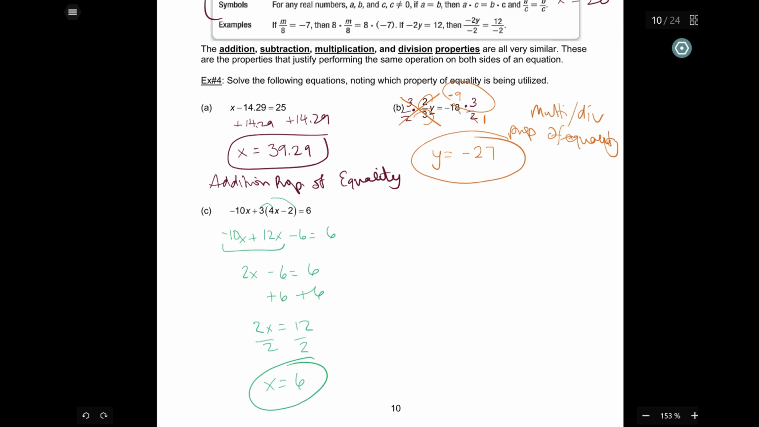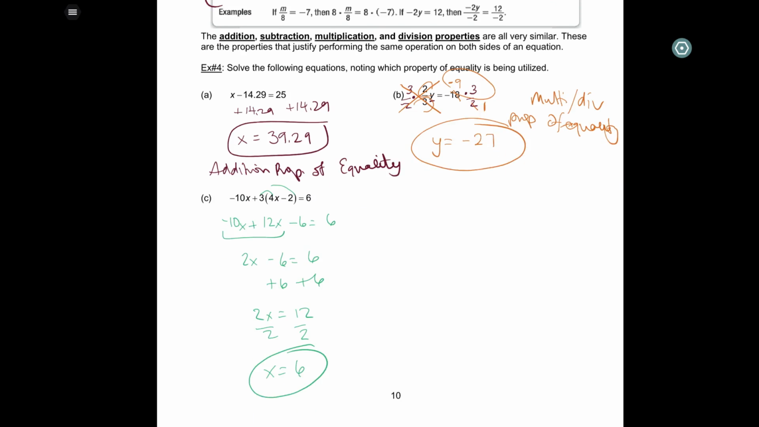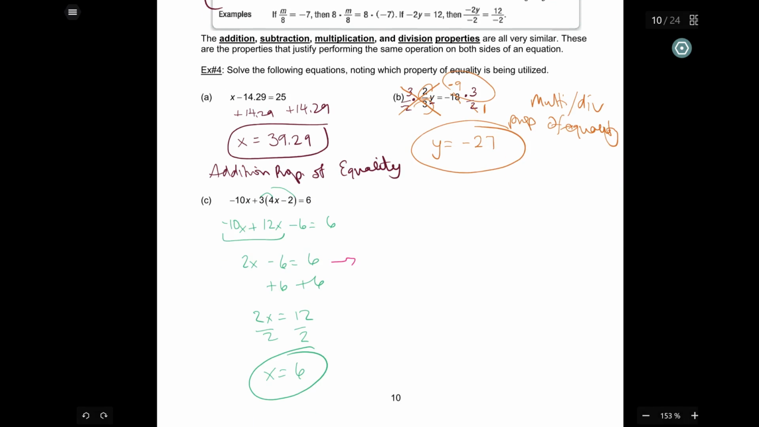Okay, so first, let's see, noting which property of equality. So right here, this was the additive property of equality. And then I did the division property of equality.